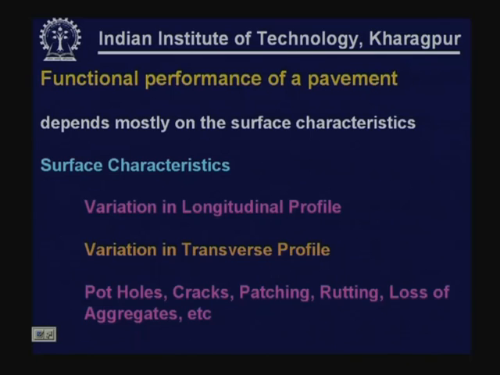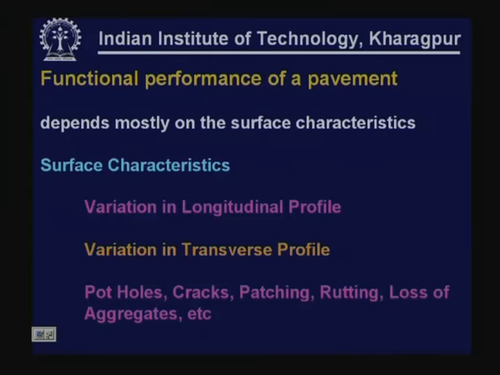Functional performance of a pavement would depend mostly, naturally, on the surface characteristics. If you have bad surface characteristics, the surface profile is varying, you have potholes, you have cracks, you have various problems with the pavement surface, that is going to lead to an uncomfortable ride, maybe an unsafe ride, and it would also lead to an uneconomical ride.